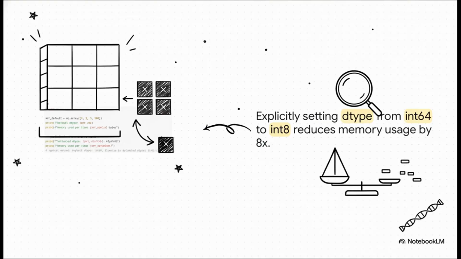Let's look at a real example here. By default, NumPy might create an array using 64-bit integers. That's 8 bytes of memory for every single number. But what if we know our numbers are small, and they're never going to go above, say, 127? Well, we can explicitly tell NumPy, hey, use an 8-bit integer instead. Just by changing the dtype to int8, like you see in the code, boom, we've instantly cut our memory usage for that array by 8 times. At scale, that is a massive, massive deal.